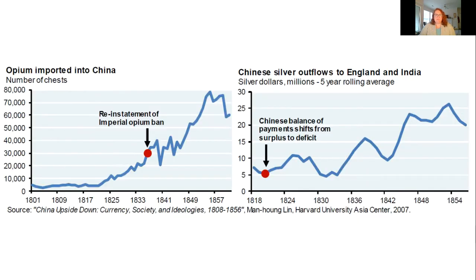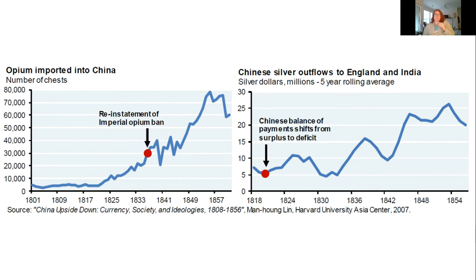Oh, the opium wars. So these are two graphs that show the correlation between opium and silver. So in China, they actually used silver as their currency. So when silver hit the market from the New World, they were trying to accumulate more and more of the silver.